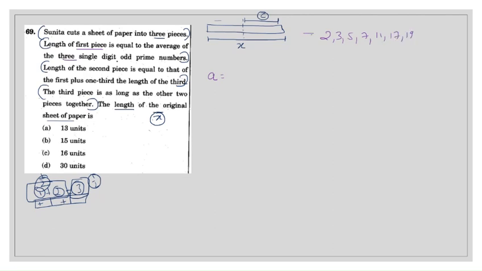Now this is the basic knowledge that one must have. You cannot compromise with this. What they are saying is that we need the average. First, we need the average. Of what do we need the average?